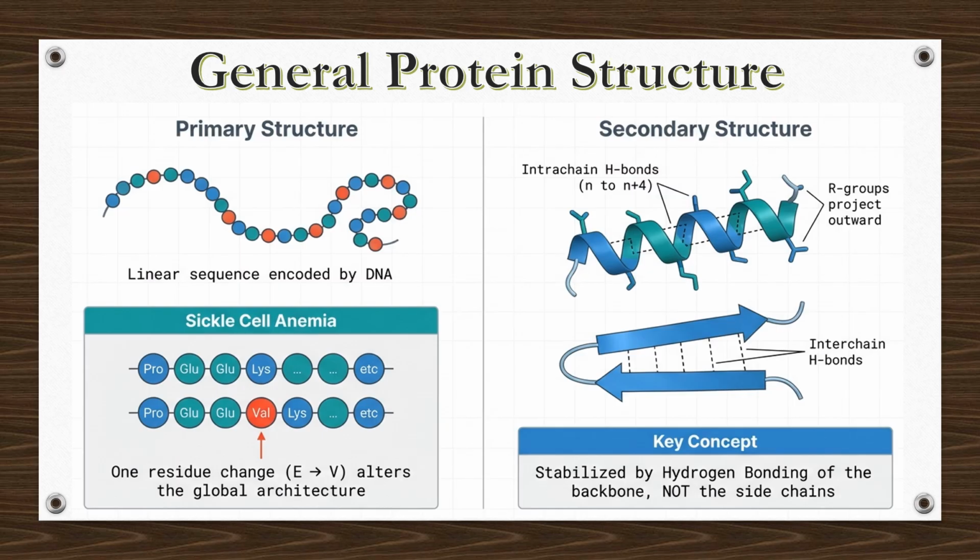The primary structure is simply the linear sequence of amino acids in a polypeptide chain, read from the N terminus to the C terminus. The sequence is encoded by DNA and established during ribosomal synthesis. Peptide bonds, strong covalent linkages, hold the chain together, making primary structure highly stable under physiological conditions.